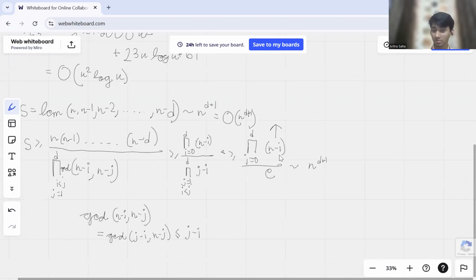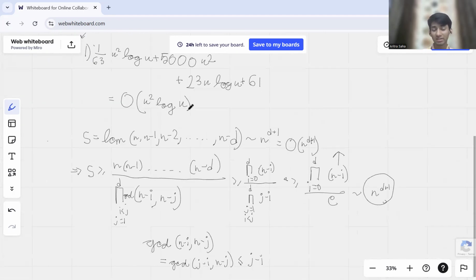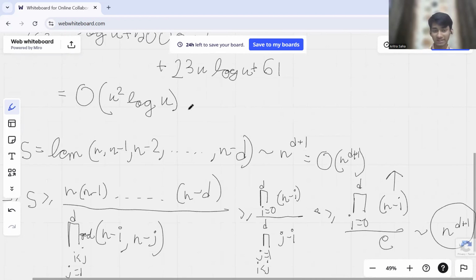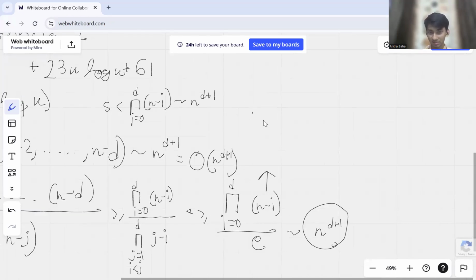So we prove that S has growth rate greater than or equal to n to the power d plus 1. And we can prove the other bound, which is also very easy because LCM should be less than or equal to the whole product. So S is less than or equal to product of I equals 0 to d of n minus I, which also has growth rate of n to the power d plus 1. So we get that X must have the growth rate of n to the power d plus 1.